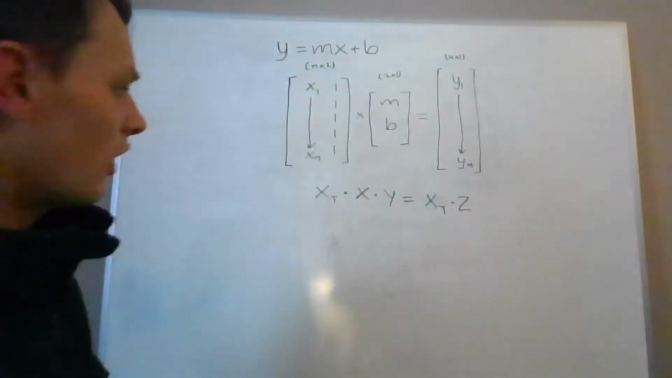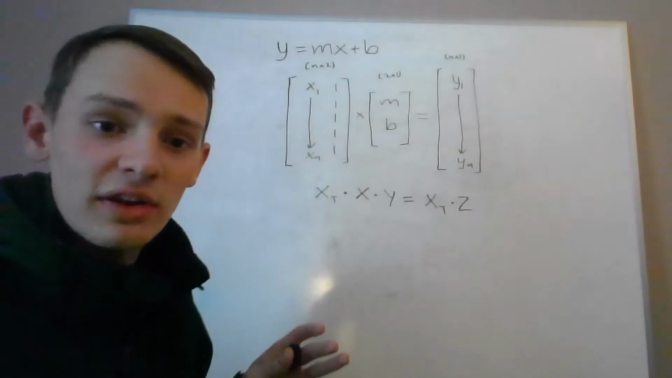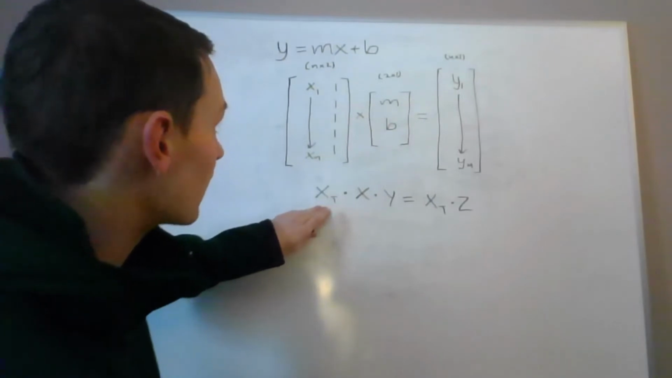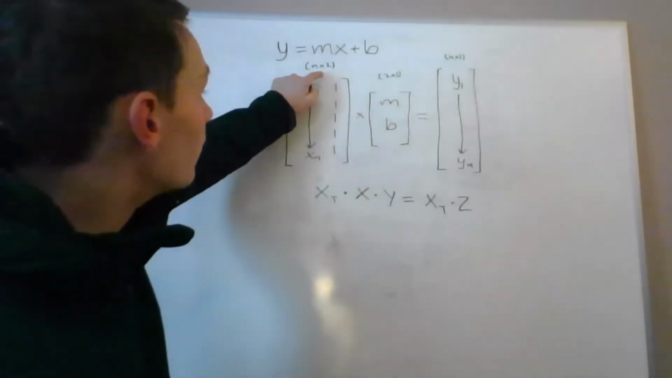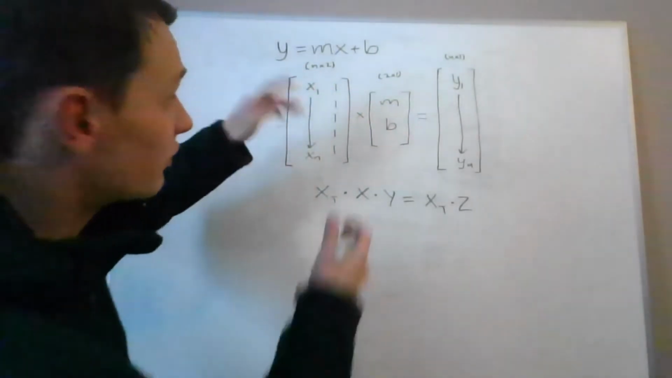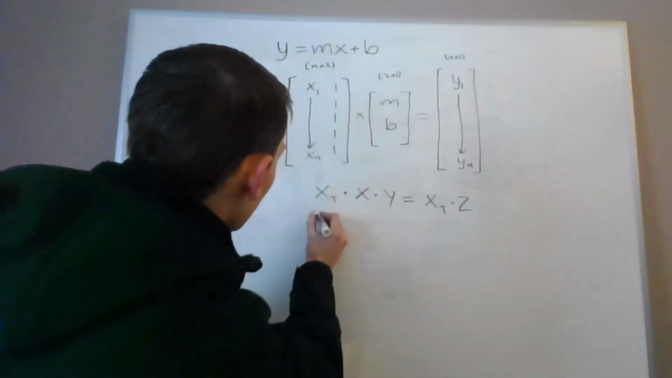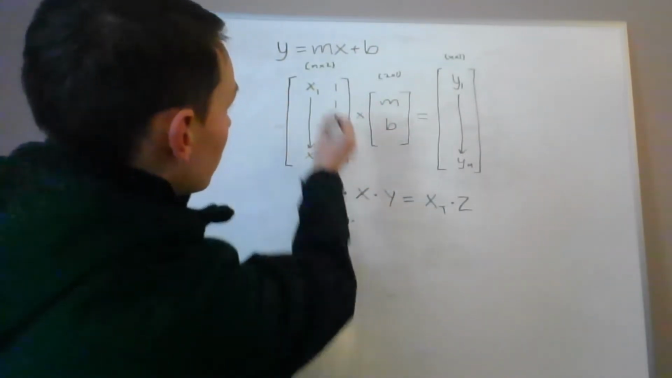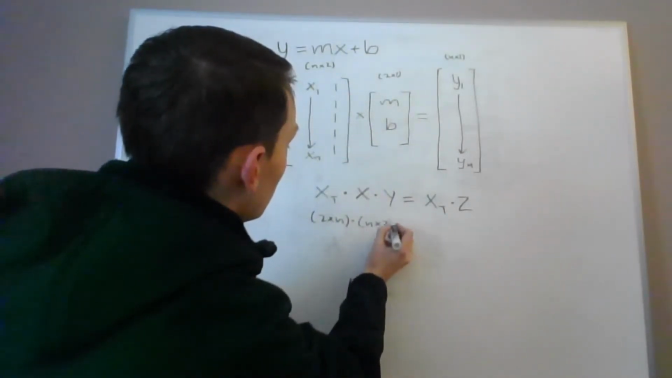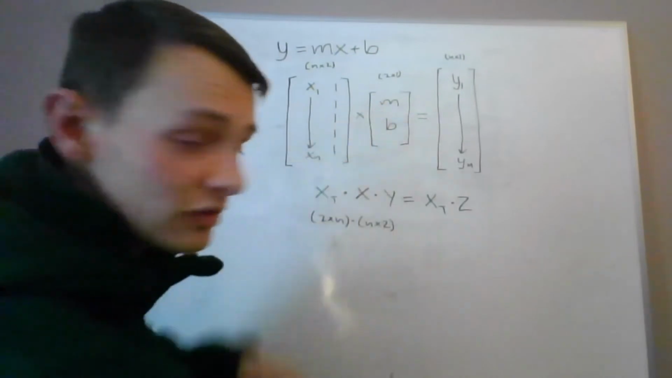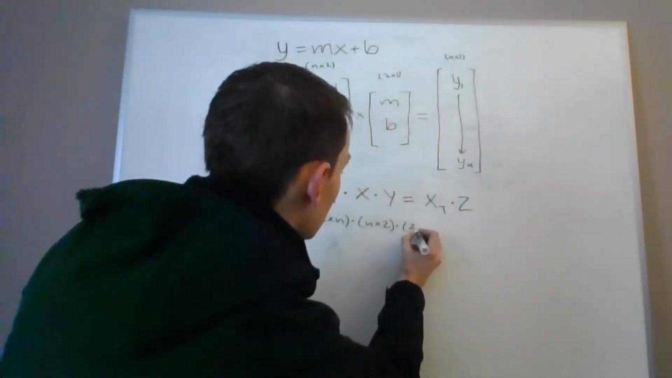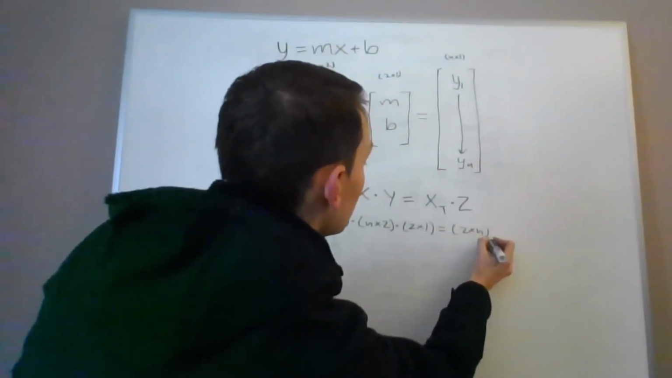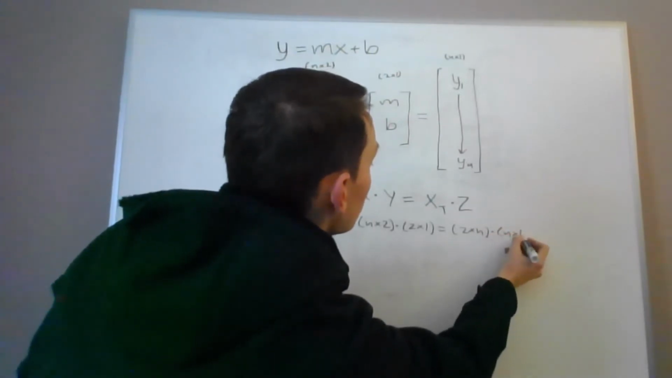times z. Okay, so let's examine our dimensions and see if everything checks out. So the transpose of the design matrix X is just going to be the opposite dimensions of this design matrix X, which is n by 2. So we're going to flip that to make it 2 by n. So we have a 2 by n matrix multiplied by our matrix X, which is n by 2, multiplied by our vector of unknown coefficients, which is 2 by 1, set equal to the transpose of X. Once again, that's a 2 by n matrix, multiplied by Y, which is an n by 1 matrix.